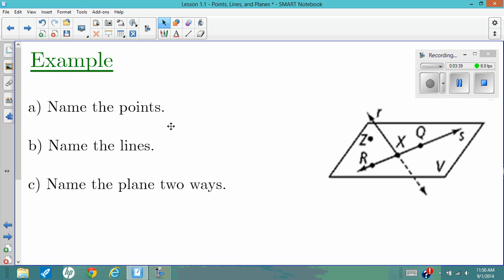So this is where you would pause the video, and this is an example. So I want you to name all the points that are in this figure over here to the right. I want you to name the lines that are in the figure, and you can name them in any way, and name the plane. So there's 2 ways to name the plane like we just talked about. I want you to name it in both ways. So this is where you would pause the video and try this on your own, and then I will go through it for you.